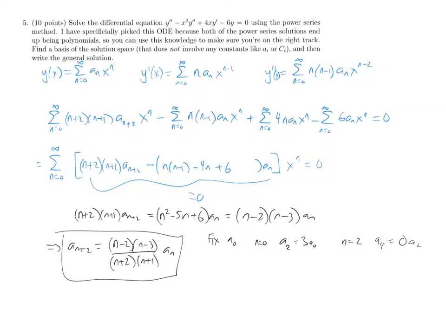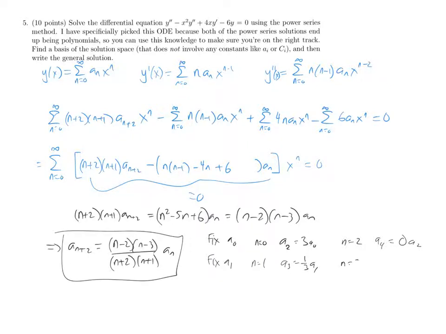So then all the other even terms are going to be 0. Next, let's fix a1, and then when n equals 1, we get that a3. So a3, when n equals 1, we get negative 2 times negative, hold on. All right, 1 minus 2 is negative 1 times negative 2. So that's positive 2. And the bottom we get 3 times 2, which is 6. So 2 over 6 is 1/3 a1.